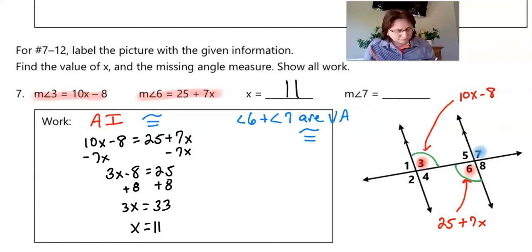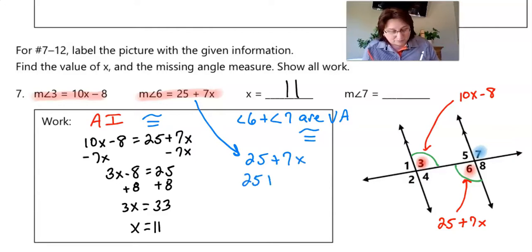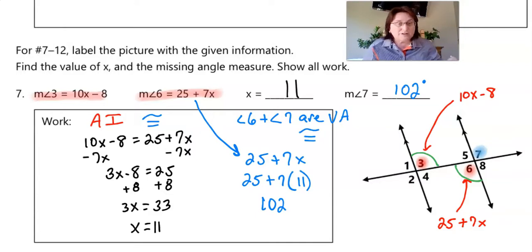angle 7. So guys, angle 6 right here, I'm going to plug my x in. So I rewrite the expression, 25 plus 7x, and then I'm going to plug in my value of x. And guys, plug it into your calculator, and you should get 102, which means that the measurement of angle 7 is 102 degrees. Don't forget that degree symbol, right? Okay, degrees. All right, congratulations. You guys just worked out and verified your first angle relationship with parallel lines.